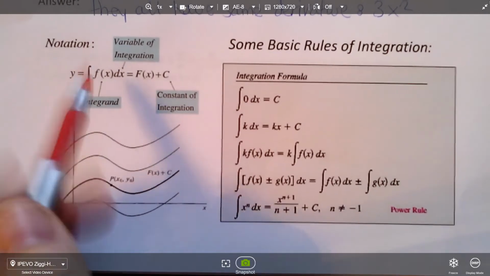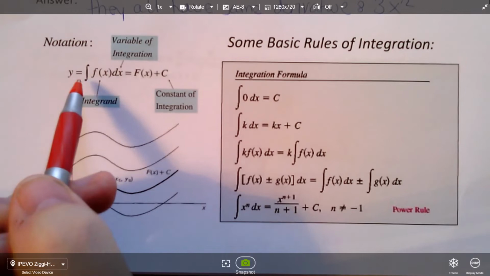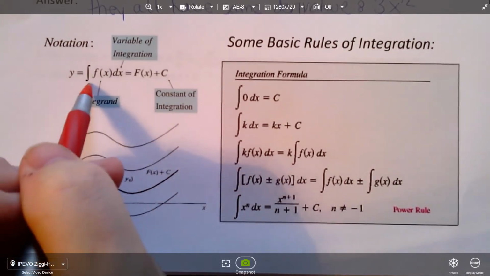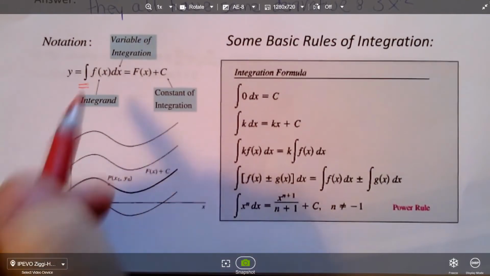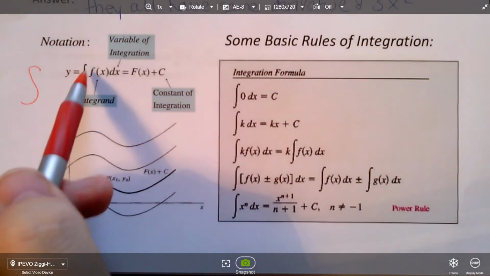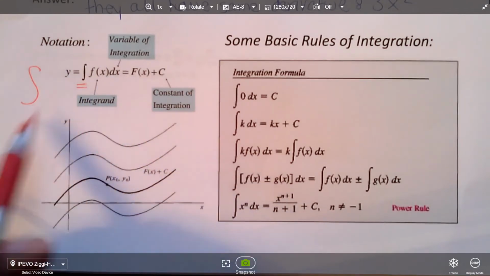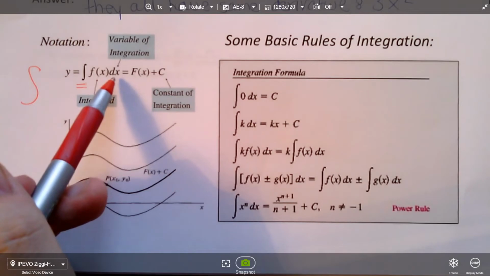So here's how we do it. First let's talk notation. If you want to find the integral, you use the integral symbol. It's essentially a symbol for sum. It looks like an F, kind of like this. So this is the summation. We call it the integral sign. This is called the integrand, and this is the variable you're integrating over.